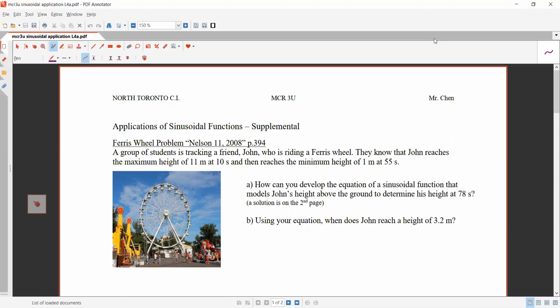Here we go. A group of students is tracking a friend, John, who's riding a Ferris wheel. They know that John reaches the maximum height of 11 meters at 10 seconds, and then reaches the minimum height of 1 meter at 55 seconds. A Ferris wheel is basically a big circle, and it doesn't speed up or slow down. Question A: how can you develop the equation of a sinusoidal function that models John's height above the ground to determine his height at 78 seconds? Part B: using your equation, when does John reach a height of 3.2 meters?